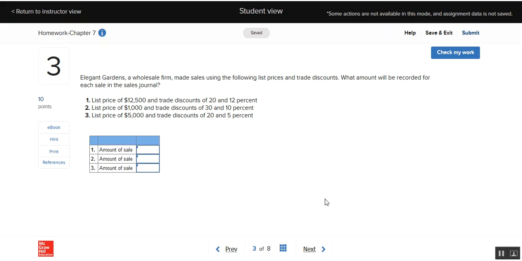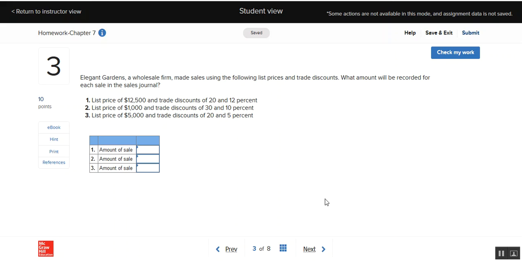In this particular one it says Elegant Gardens, a wholesale firm, made sales using the following list price and trade discounts. What amount will be recorded in each sale in the sales journal? So these are fairly easy, but we just have to know the trick to doing them. So number one says there's a list price of $12,500, and you have a discount of 20% and 12%.